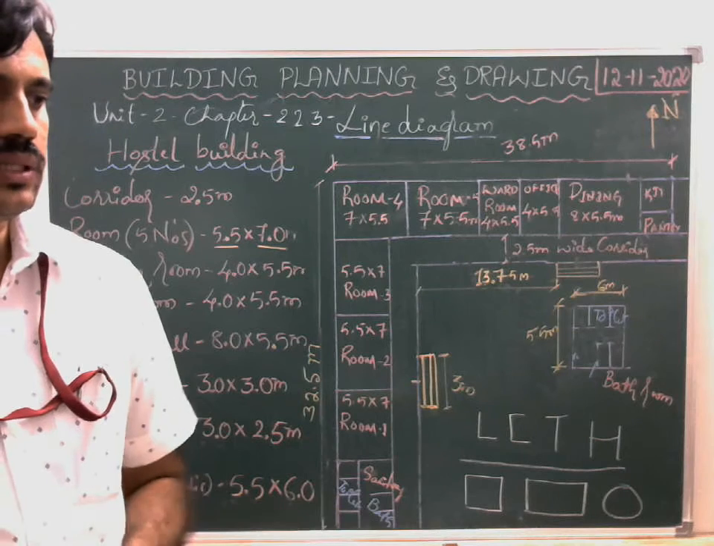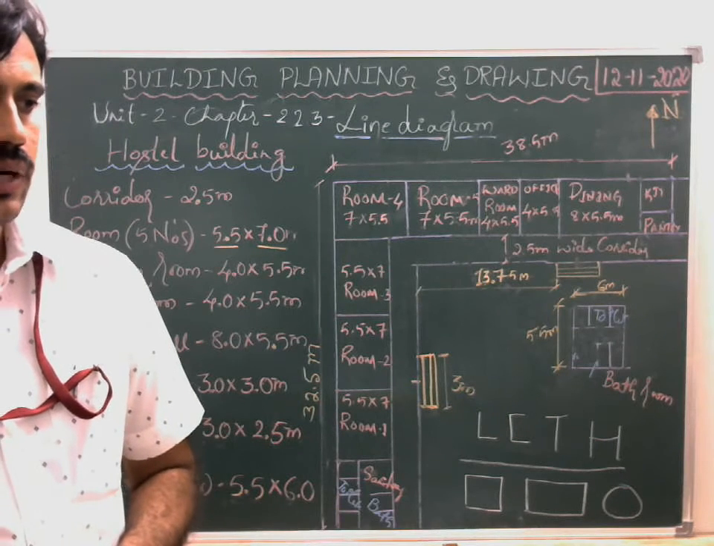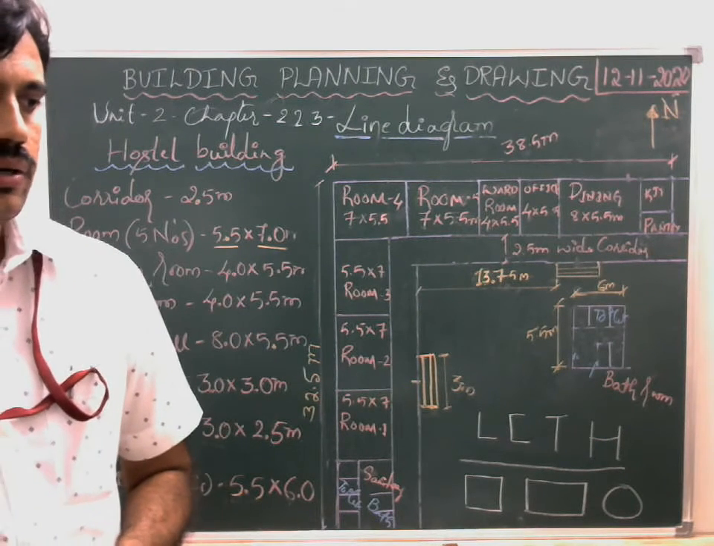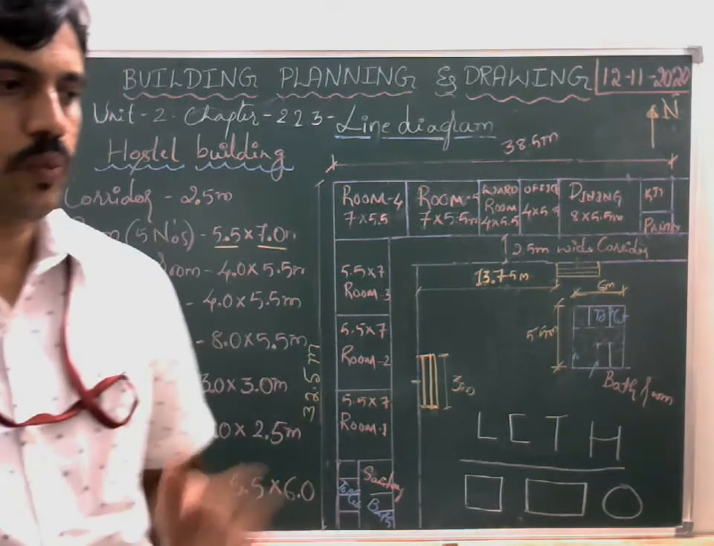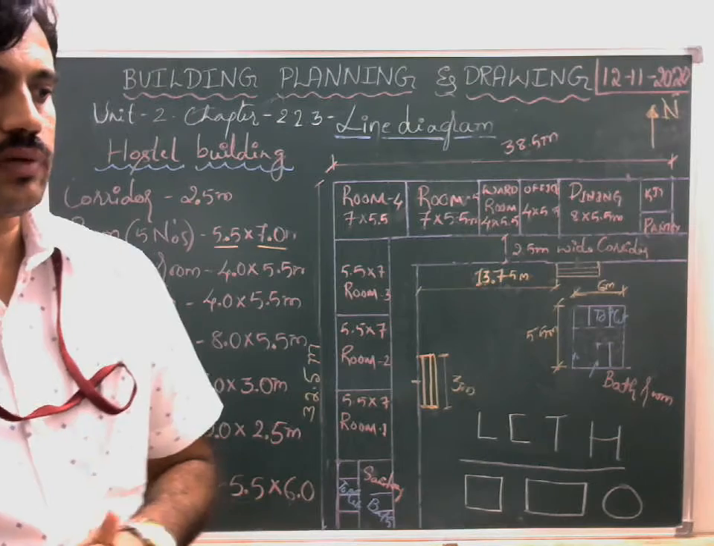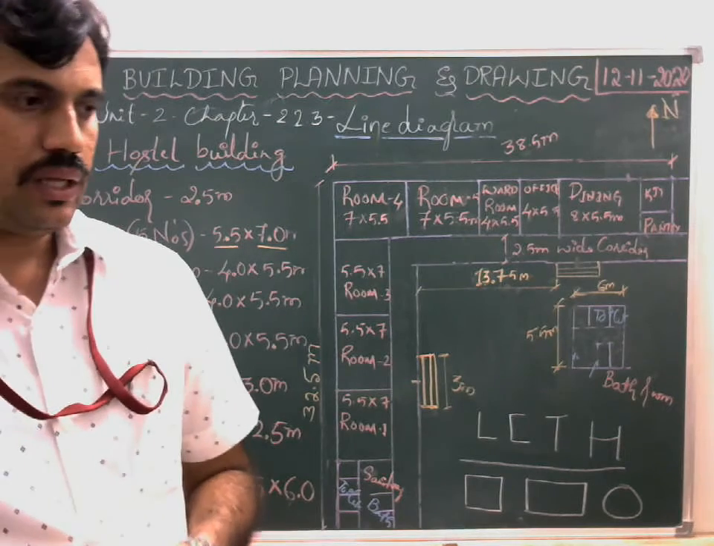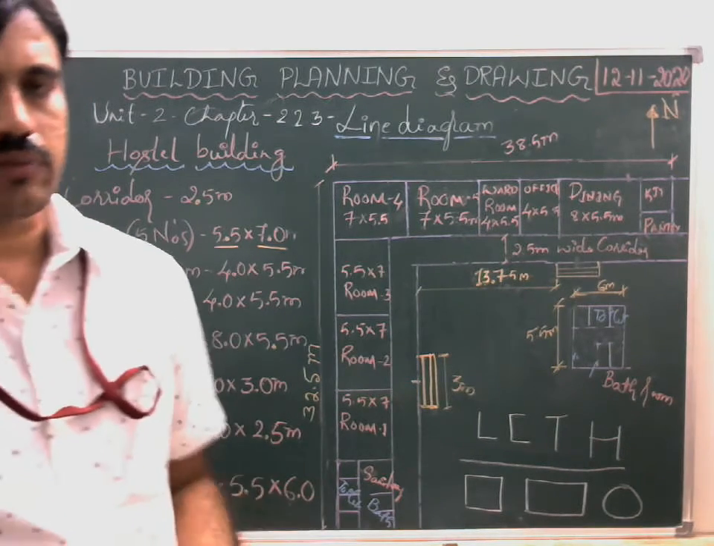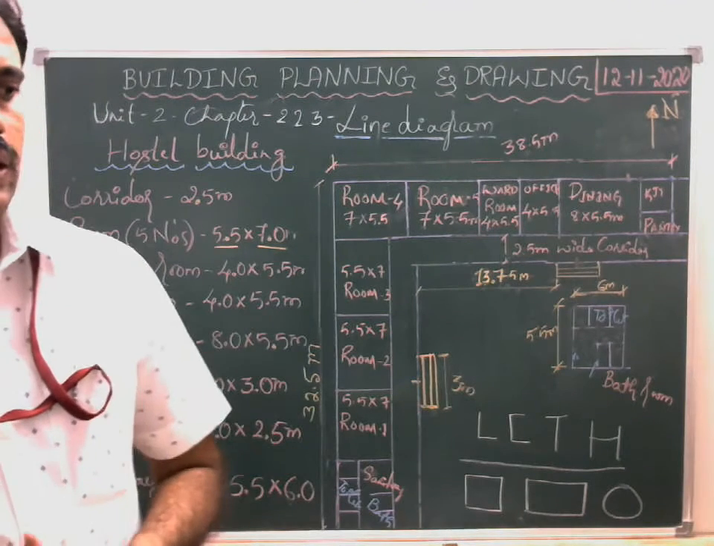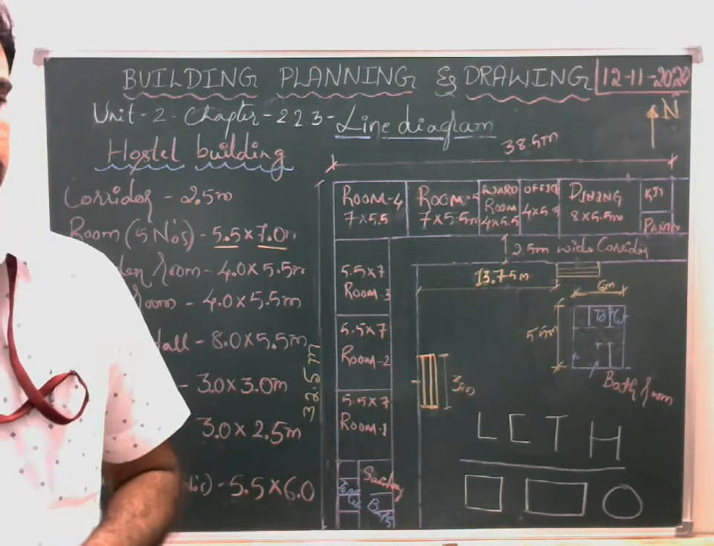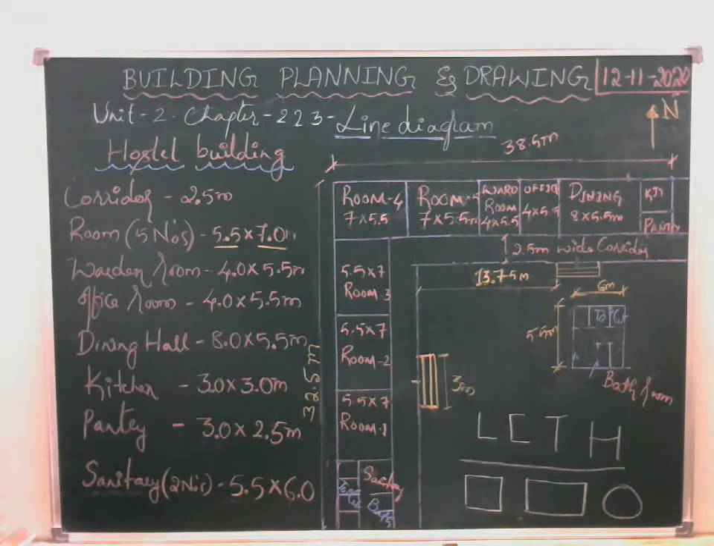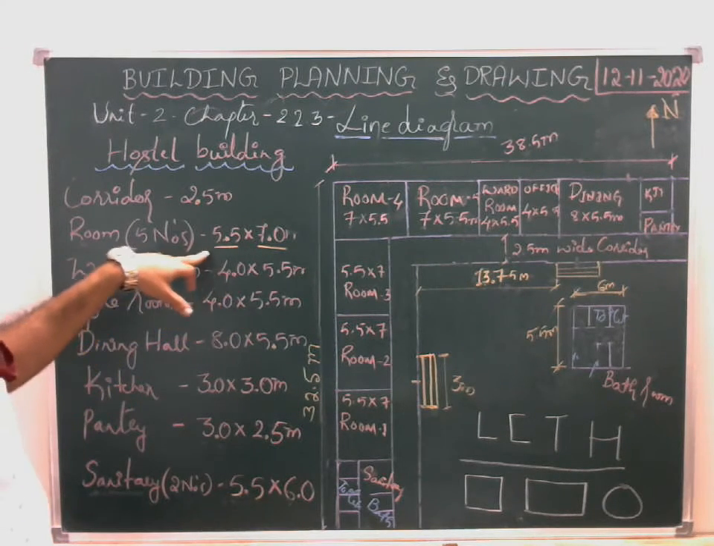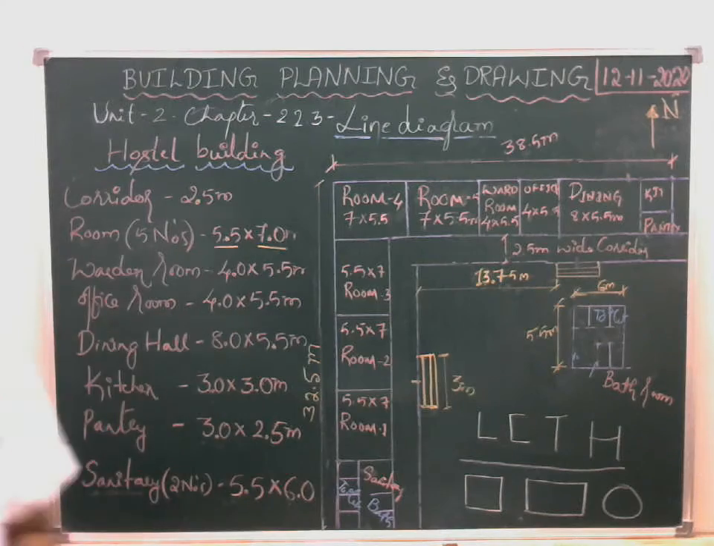So it will be like this: 9.5 square meters per person for a single person. If there are two persons in the room, then it will be limited to 7.5 square meters per person. If we have to accommodate three persons, then it will be limited to 7 square meters per person. Based on these, we will decide the dimensions of the rooms. Right.